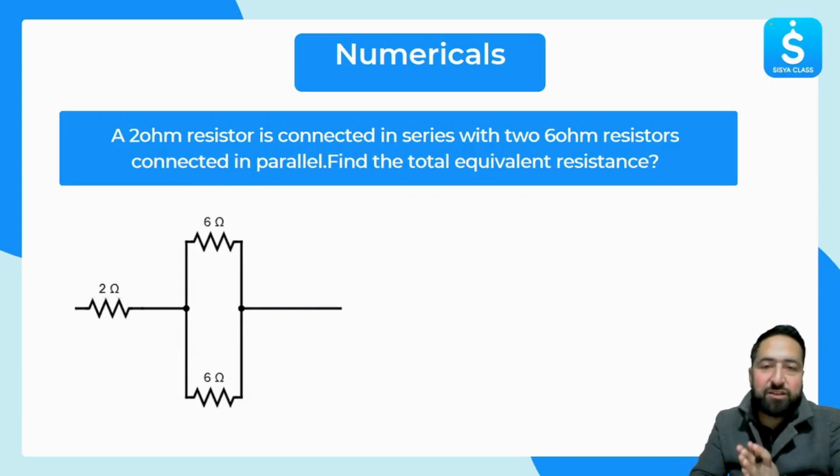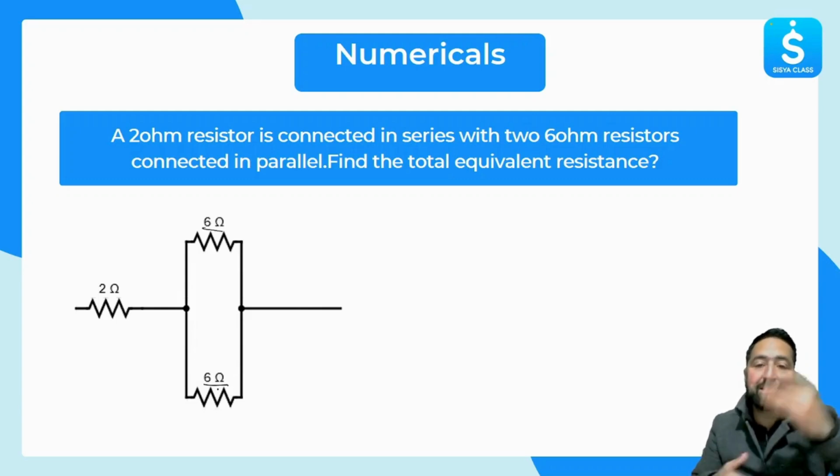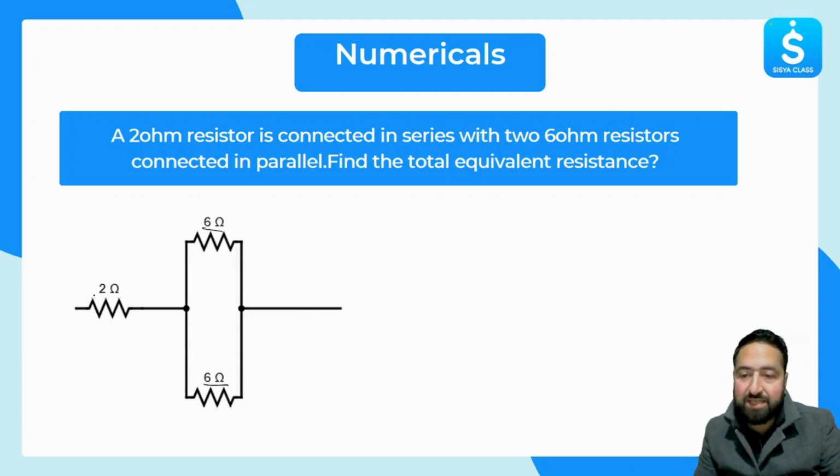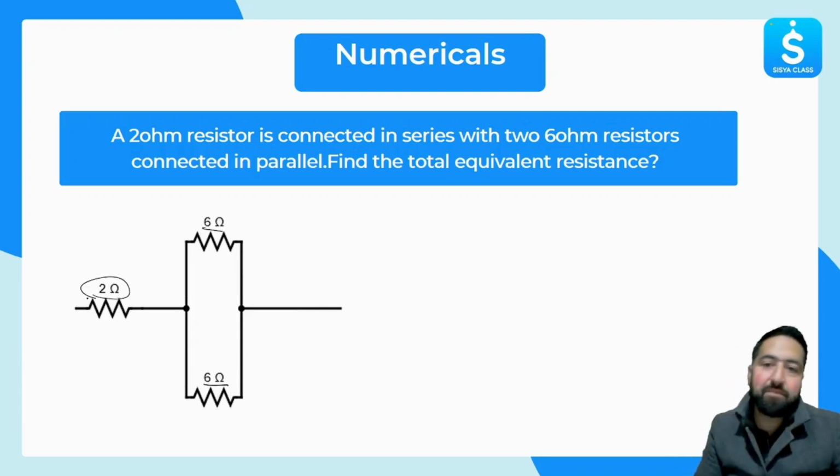There is a combination of series and parallel. What it says: a 2 ohm resistor is connected in series with two 6 ohm resistors. That means these two 6 ohm resistances are connected in parallel. After that, this 2 ohm resistance is connected in series with them. What will be the net equivalent resistance?